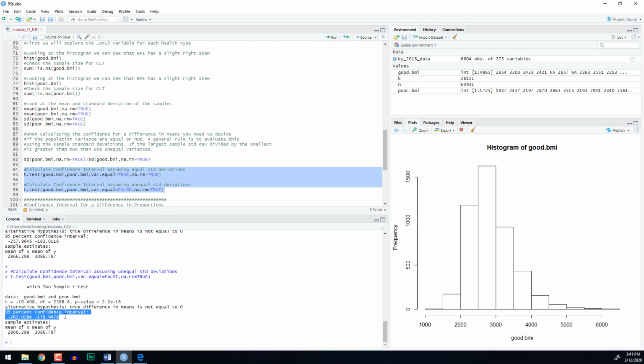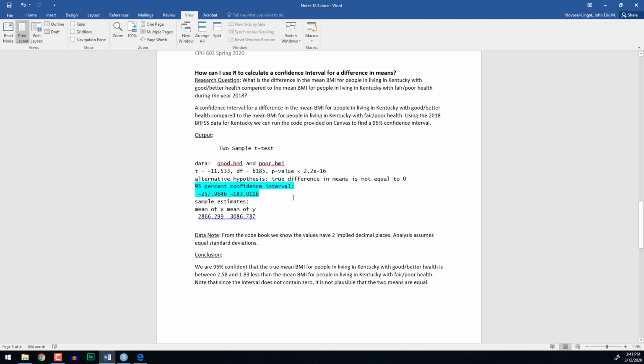It's going to be more conservative, and so if you have any questions about the population standard deviations not being equal to one another, and usually they're not, this is usually the safer bet. All right, going back to our output here, or our notes rather. Notice here is that output.